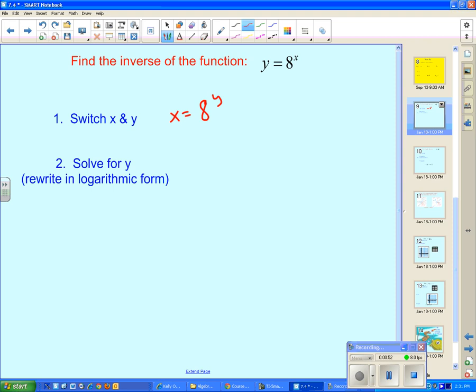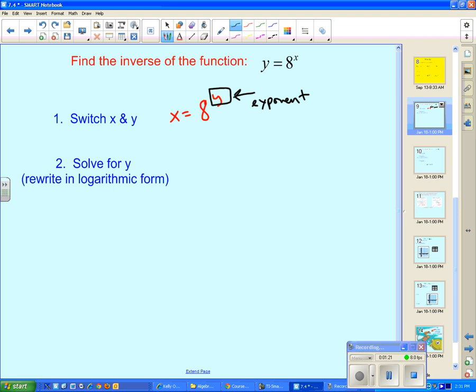Which really is the inverse, but we don't typically write equations like that. Typically, we have an equation where y is by itself. Okay? So I'm going to need to solve for y, and y is in my exponent right now. And when I need to solve for my exponent, I need to rewrite it. So I'm going to change the form that it's in.